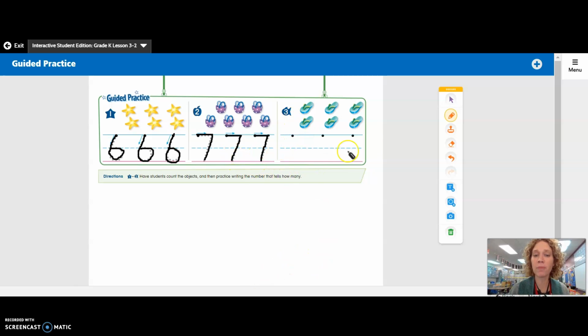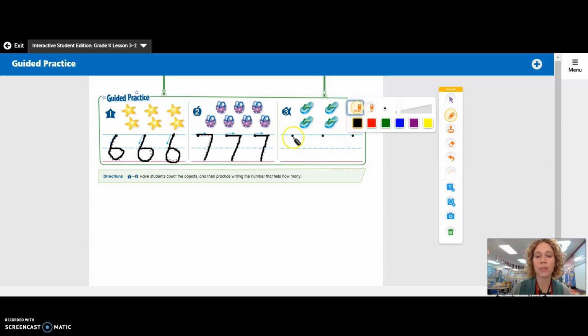Now I'm going to count flip-flops. That's number 3. Remember, when I count, I touch each item. Count with me. 1, 2, 3, 4, 5, 6. How many flip-flops do I have? 6. I want to show 6, so I'm going to make the number 6.